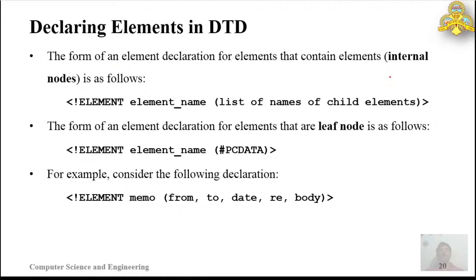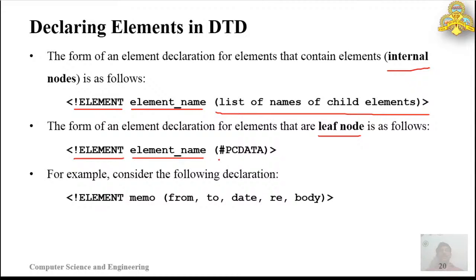Declaring an element: if the element that we are defining is an internal node type, then it is declared like this: ELEMENT, name of the element, and list of child elements. If it is a leaf node, that means after that element there are no other sub elements, then it's declared like this: ELEMENT, name of element, and PCDATA. Here PCDATA stands for parsable character data.